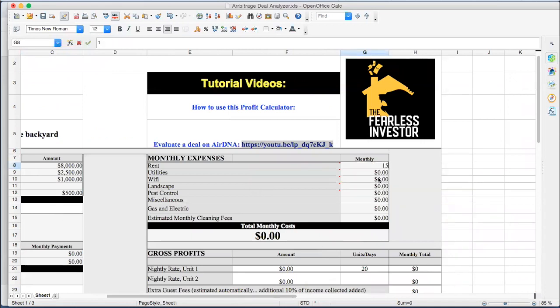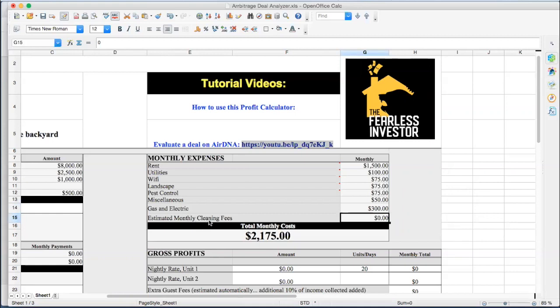Rent, let's call this $1,500. Let's say the utilities is going to be 100, Wi-Fi 75, landscaping 75, pest control, hey, 75. How about even miscellaneous? This is like your restocking fees and the things that you're going to need for toilet paper, paper towels on a monthly basis. Let's go $50 on that. Gas and electric, different from utilities, because gas and electric is a different expense. So we're going to go $300 for that. And just know your area. I'm just putting arbitrary numbers right now.